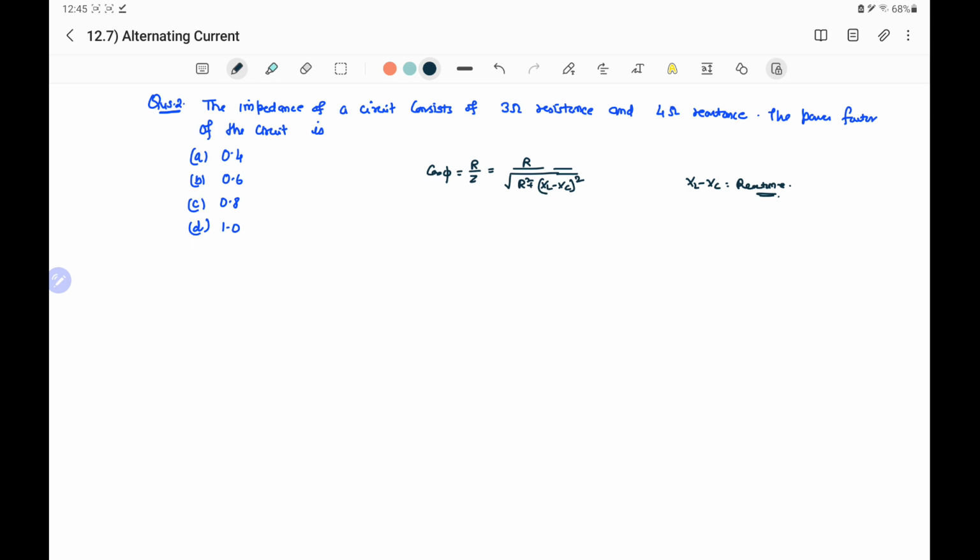So substituting the value here, we will have resistor is 3 ohm divided by root 3 square plus, and the reactance is 4 ohm. So this XL minus XC is 4 ohm, so it is 4 square. So it is 3 by square root of 25, or we can write it as 3 by 5, that is 0.6. Hence option B is the correct option.